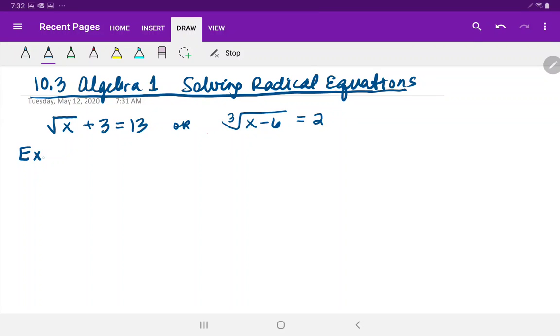Okay, so for this one, example 1, I'll just put example 1 right here. I need to get the square root alone. So I'm going to subtract the 3 from both sides.